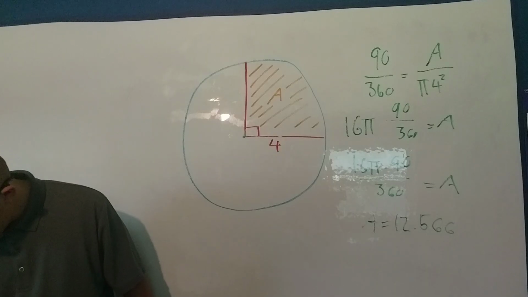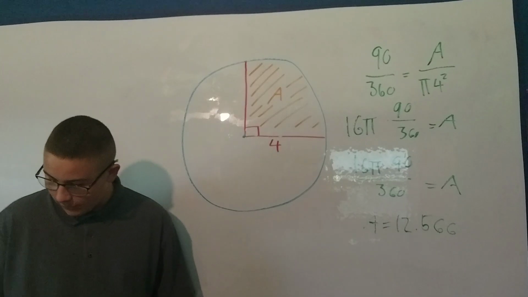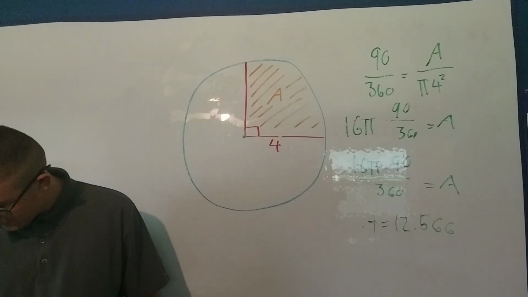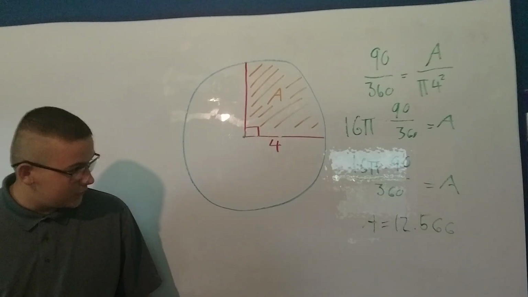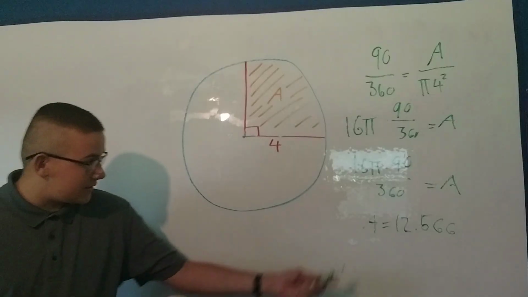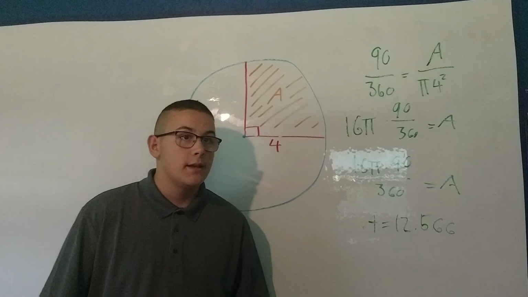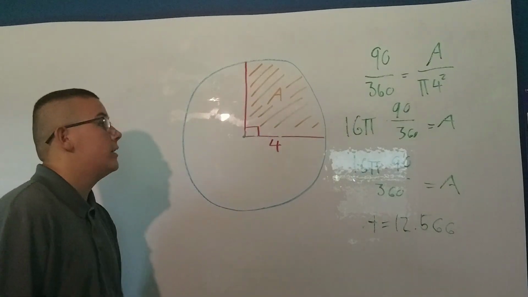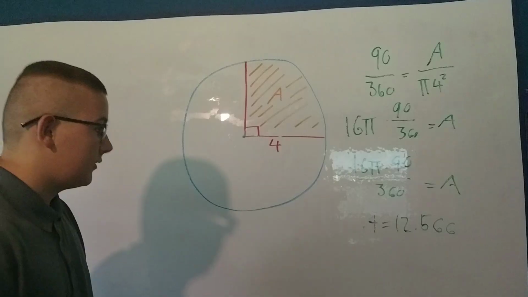Oh, shoot, sorry. 16 pi, that's about 50. And you take your 12 point, or you take this over the total area, and it simplifies down to 1/4 again. So it all makes sense, right?